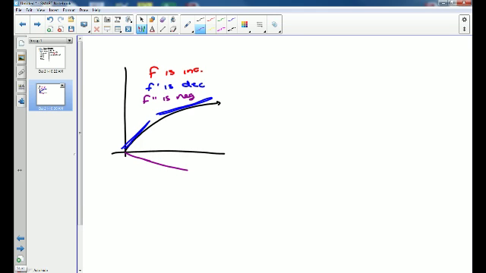Why does that happen? If f prime is decreasing, that means that the slopes are getting smaller. You're subtracting out, right? So your second derivative is going to be negative.